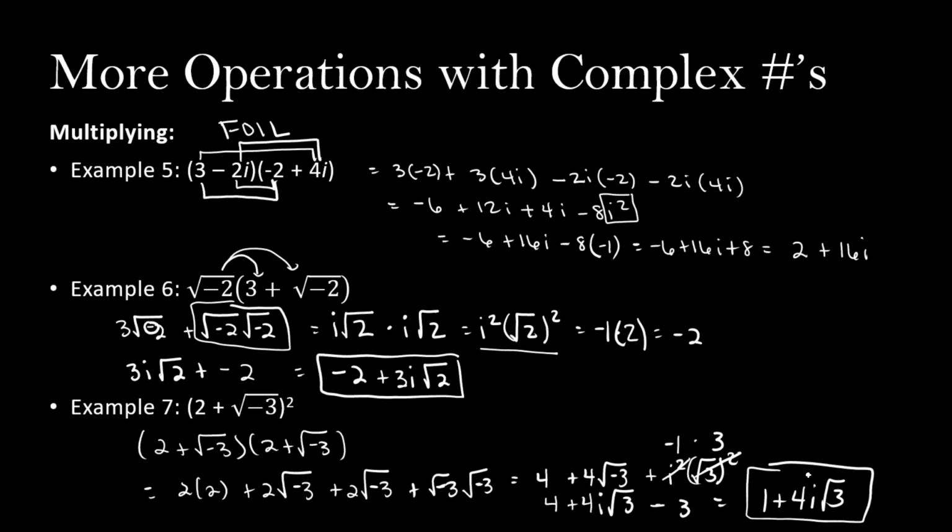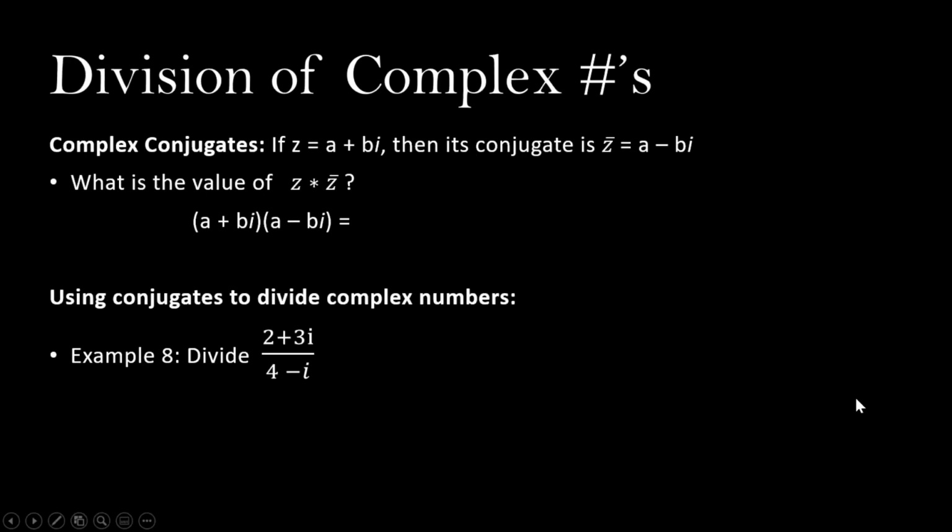Okay, my last thing that we haven't done yet is to divide. So let's talk about division with these complex numbers. First of all, we need to know what a conjugate is. A complex conjugate is if we take z equal to a plus bi, its conjugate, which we denote with this little bar on top of it, is a minus bi. Now, why are these useful?